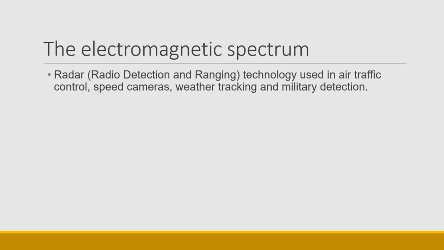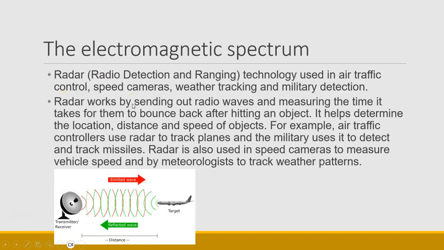Radio waves are also used in radar technology, which stands for radio detection and ranging. And that's used in air traffic control, in speed cameras, in weather tracking, and for militaries to detect things like incoming missiles. This is a very similar kind of technology to the sonar technology that we learnt about when we learned about sound waves. But sonar technology uses sound waves, whereas radar technology uses light waves.